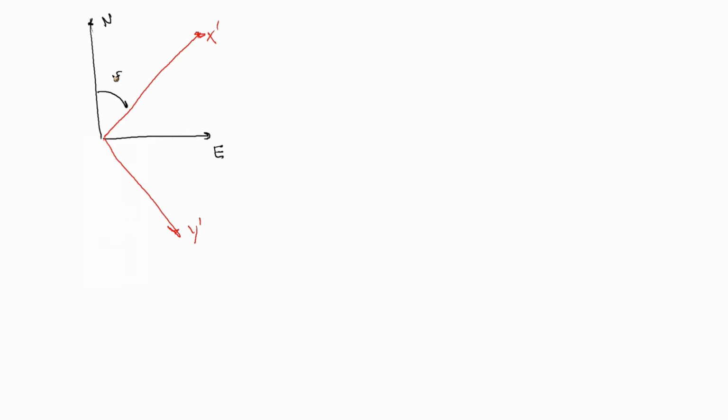And just like we have before, we can write down some rotation matrices. So if we want to write x prime in terms of north and east, then it's cosine delta north plus sine delta east. Y prime is minus sine delta north plus cosine delta east, and z prime is equal to down. All right?